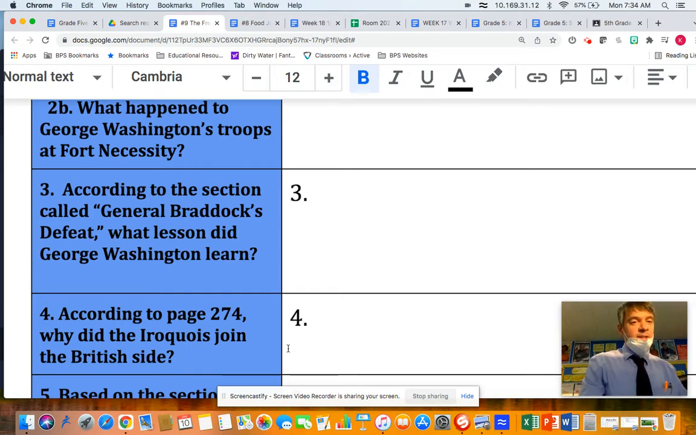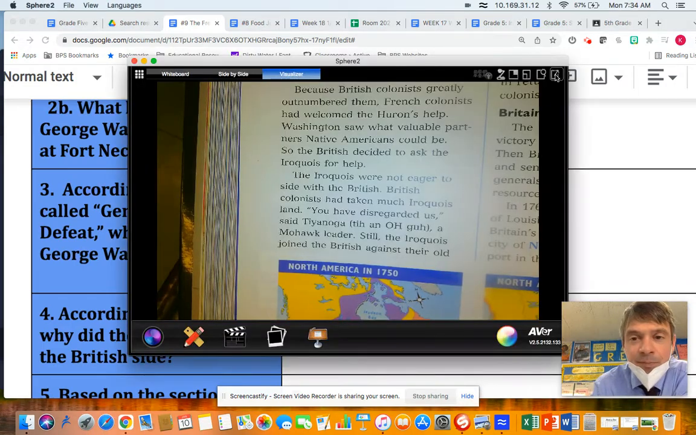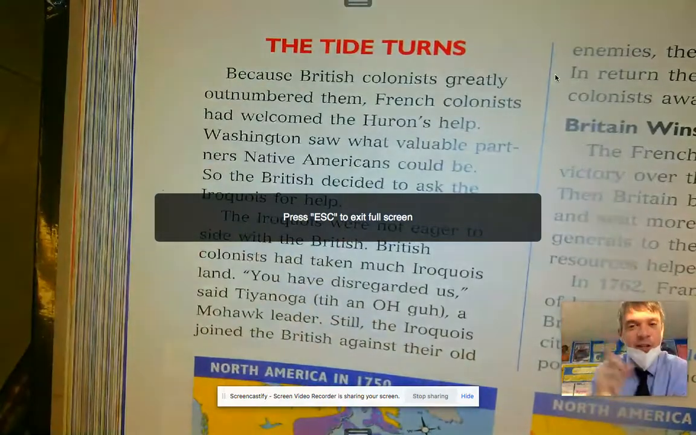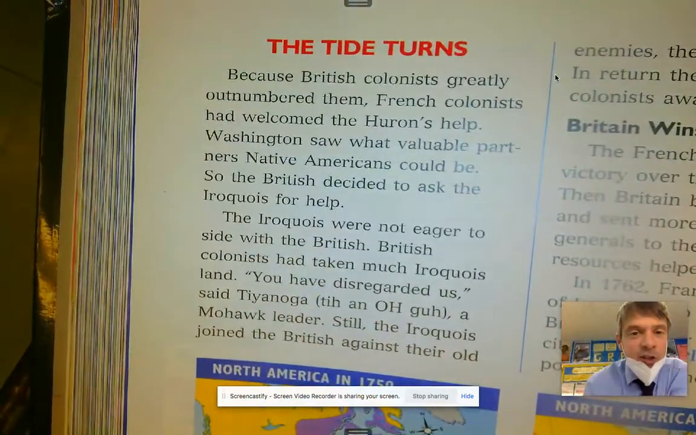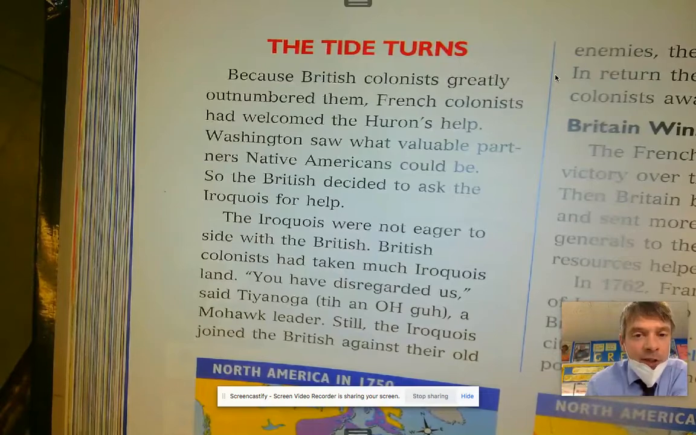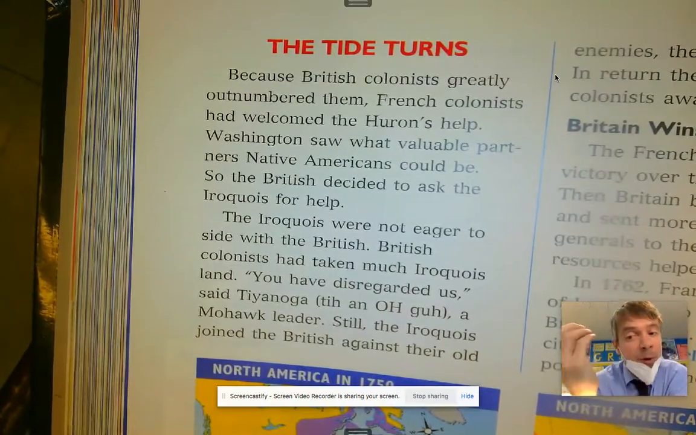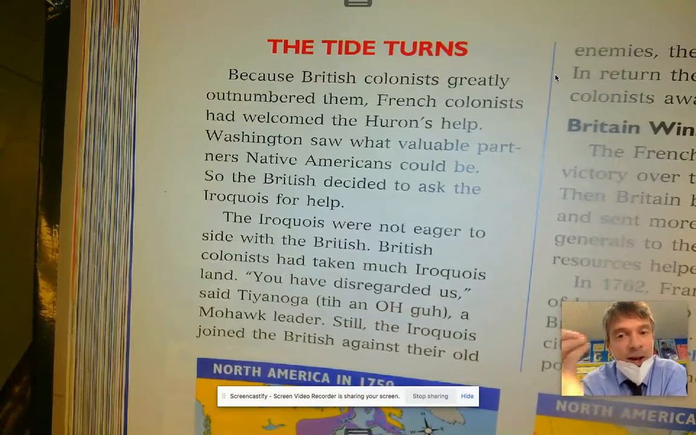Number 4 goes to the next section, and you're looking for why did the Iroquois join the British side? So that is, Iroquois is a group of Native Americans. So back to the text. It says the tide turns, meaning things change. Because British colonists greatly outnumbered them, French colonists had welcomed the Hurons' help, so another group of Native Americans. So remember, there weren't as many French people, and they were like, hey, we need some help. So they welcomed the Huron, who were a group of Native Americans, to help them.